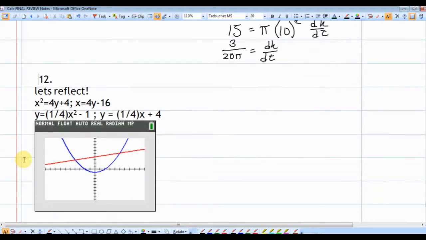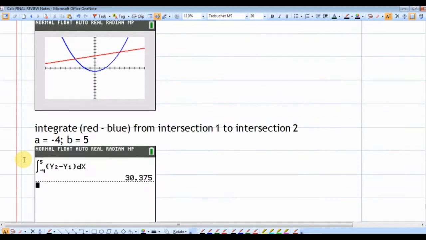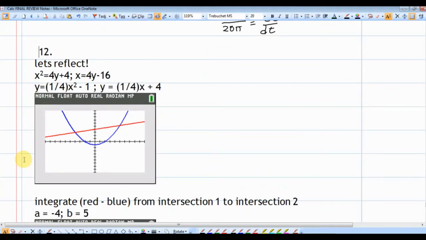All right, 12. 12 is actually not that bad, not as bad as you might think. For 12, you need to find the area enclosed by those two curves. The problem is that these are not functions in the traditional xy plane. So in order to solve that problem, you're going to reflect, which is a mathematically proper way of saying, I'm just going to switch all the x's and the y's.